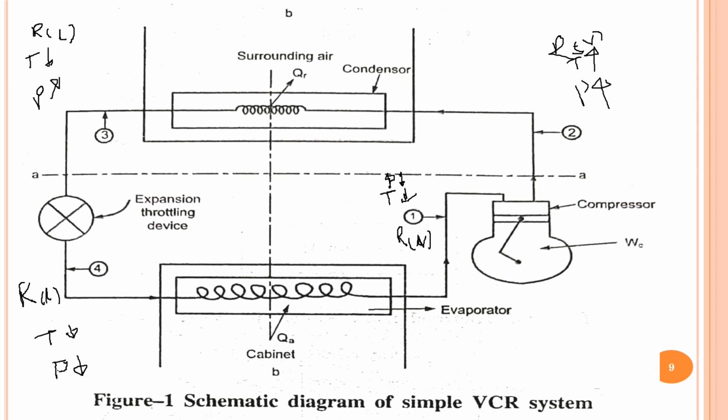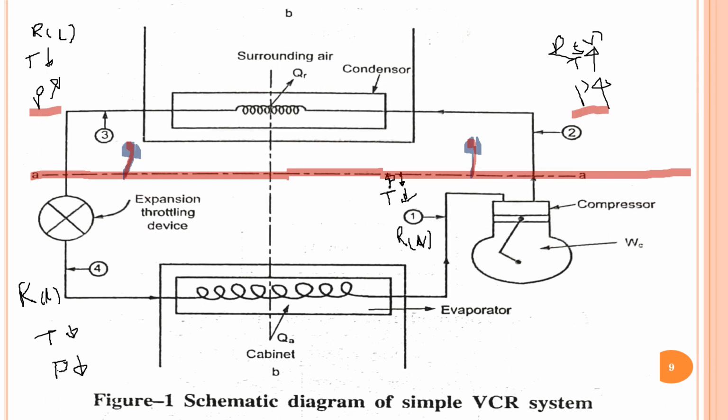Now if I draw this horizontal line AA, what will you observe? Above this line, pressure is high. Below this line, low pressure. So above this line is the high pressure zone, and below this line is the low pressure zone.